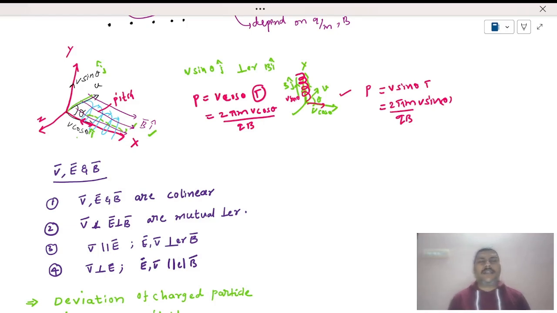And the problematic formulas: they will ask about the pitch, and the time period, and maybe sometimes they will ask radius-related questions or path-related questions also. So I will explain all those problems, how they are asked on these topics. First we will understand the concept here.